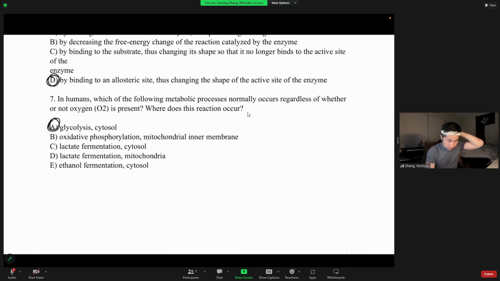Cool. So in humans, which of the following metabolic processes normally occurs regardless of whether or not oxygen is present? And then where does it occur? So it's going to be glycolysis, and that's going to happen in the cytosol. And I do have lactate fermentation on here, whether or not O2 is present.